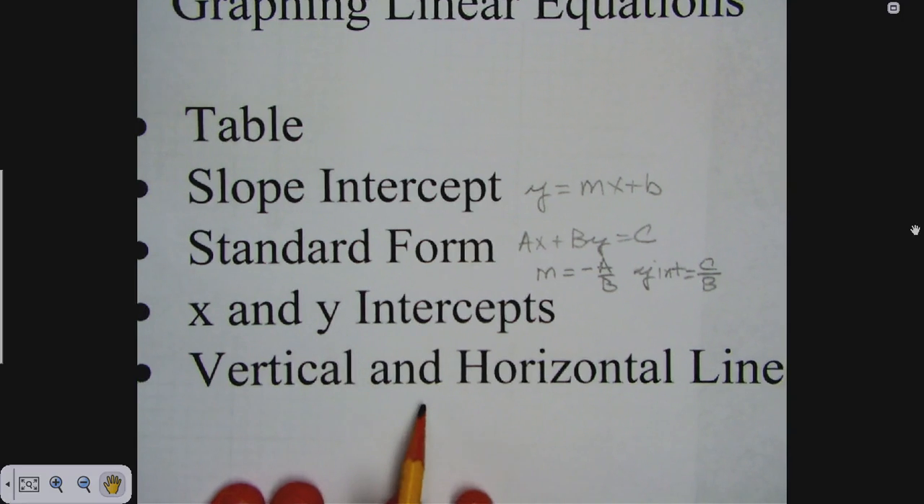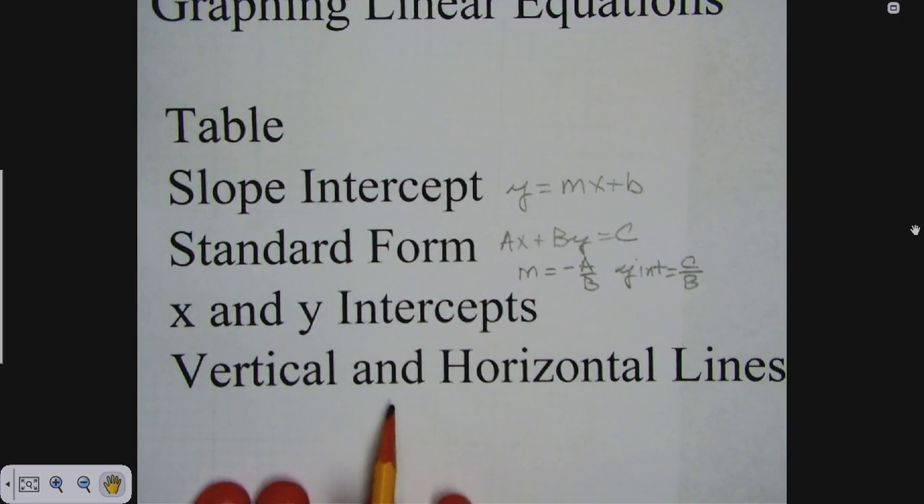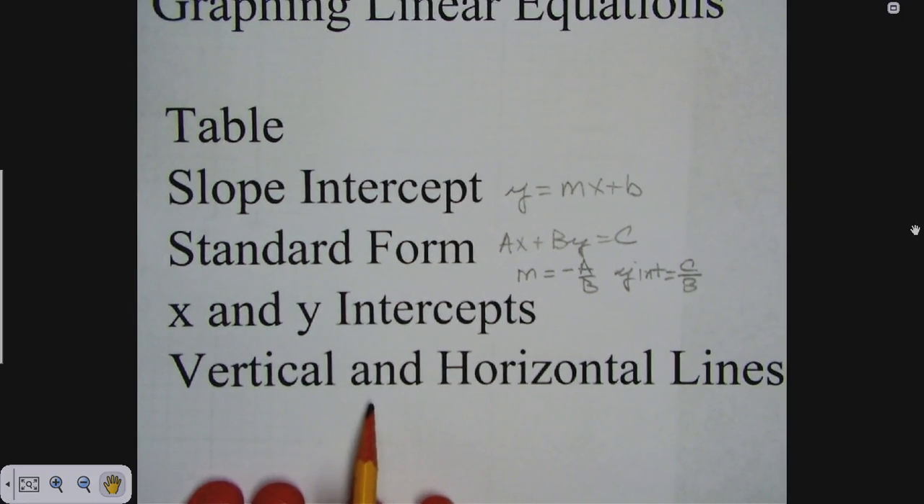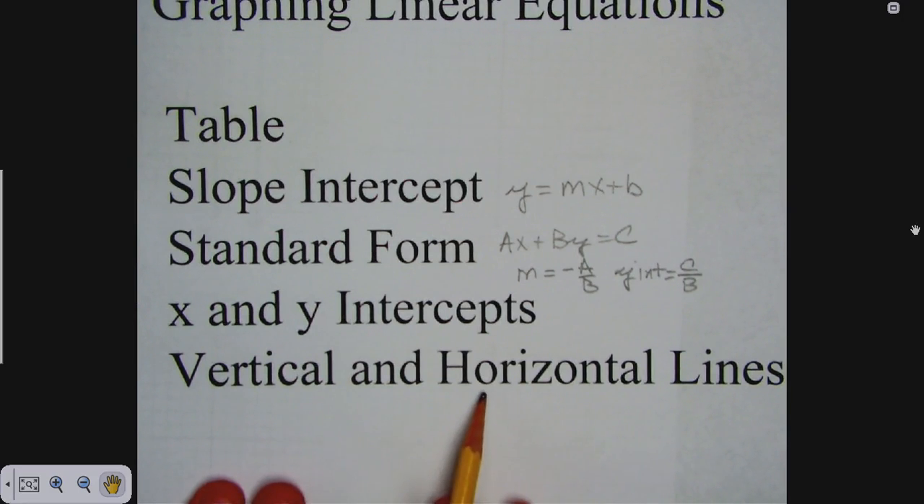And then we learned about vertical and horizontal lines, that an equation like x is equal to 3 is a vertical line that goes through x is equal to 3. A horizontal line, y is equal to some number, is a horizontal line that goes through that number for y.